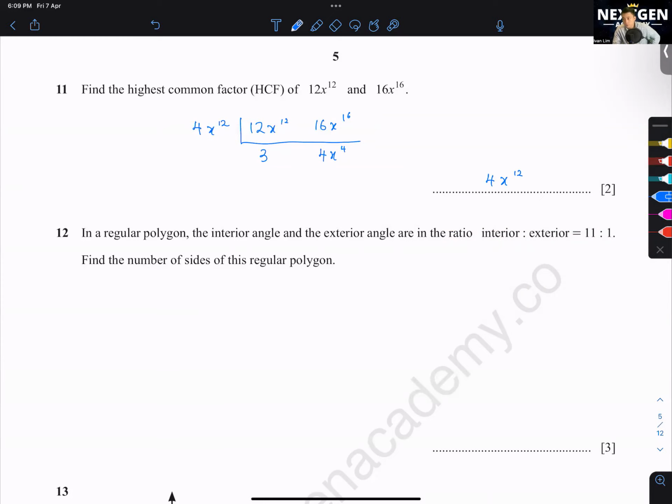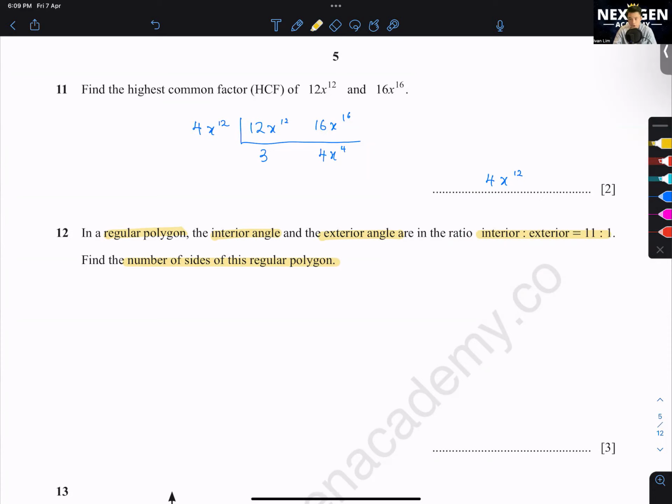Question 12. In a regular polygon, keyword here, regular polygon, the interior angle and the exterior angle are in the ratio, interior to exterior, 11 to 1. Find the number of sides of this regular polygon.